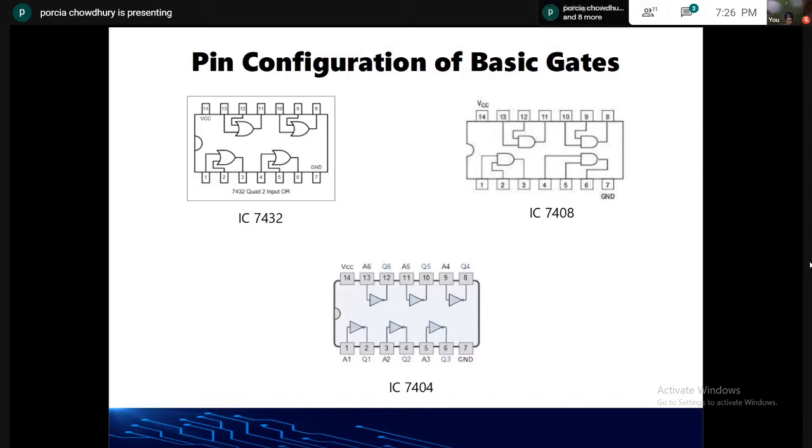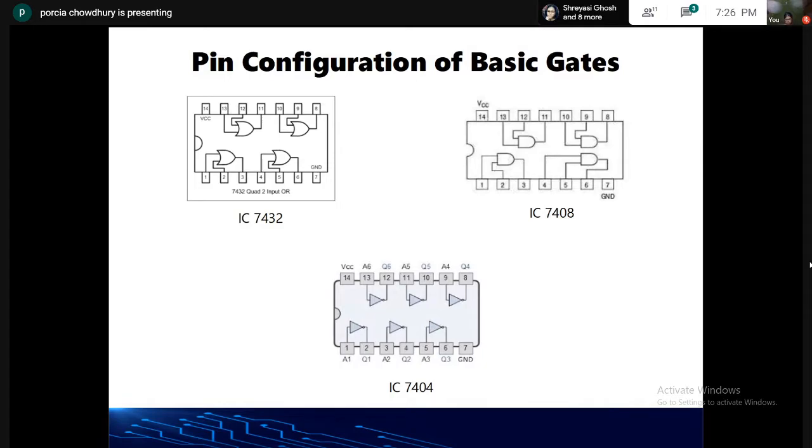Now for each of these three, pin number 7 and 14 are denoted as ground and VCC. Ground will always mean 0, and VCC will always mean positive values. In this lab, that will always be plus 5 volt. So that means pin number 7 we have to connect to ground, and pin number 14 we have to connect to VCC.